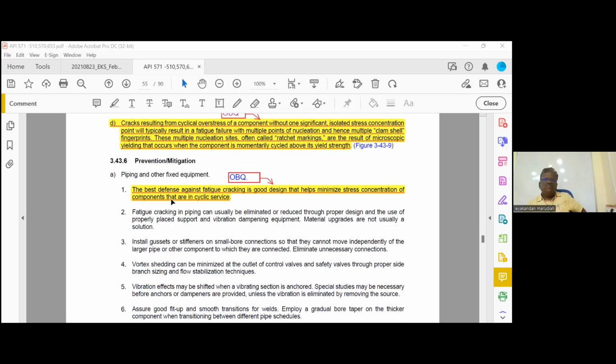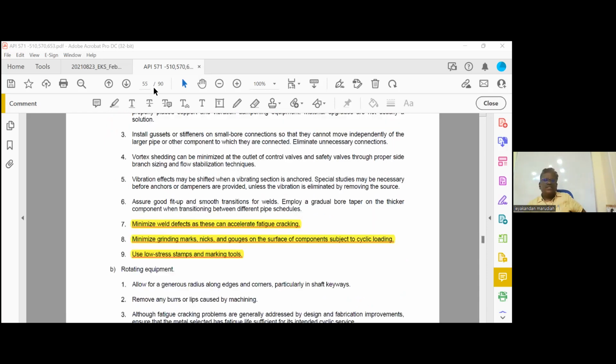Prevention. The best defense against fatigue cracking is a good design. That is important. It helps to minimize stress concentration in cyclic service. Then highlight the 7: Minimize weld defects, as these can accelerate fatigue cracking. Minimize grinding marks, fix gouges, or use low stress terms.